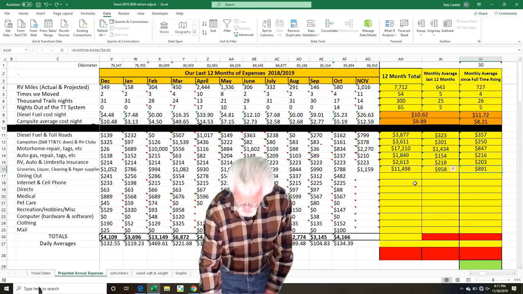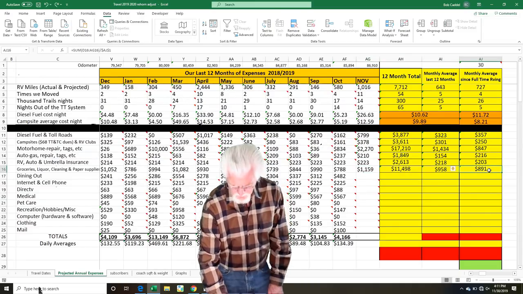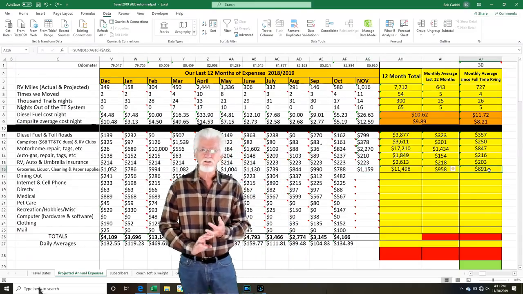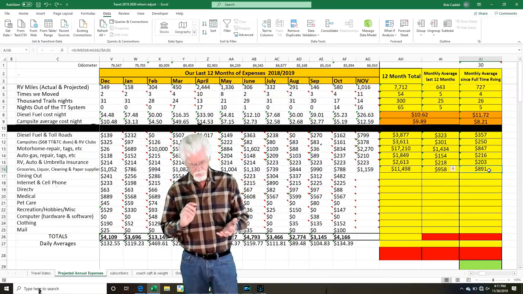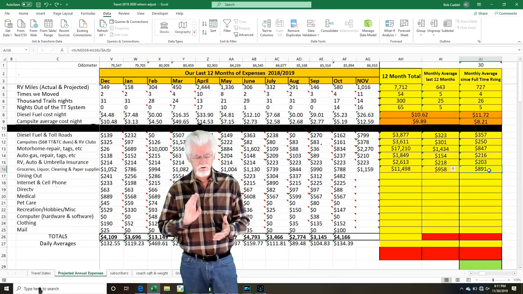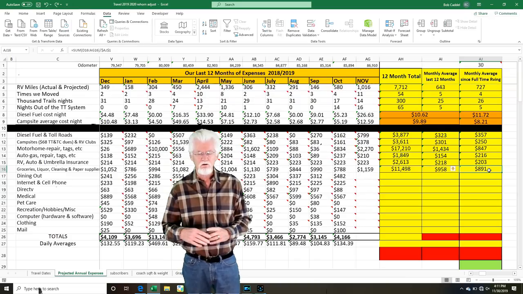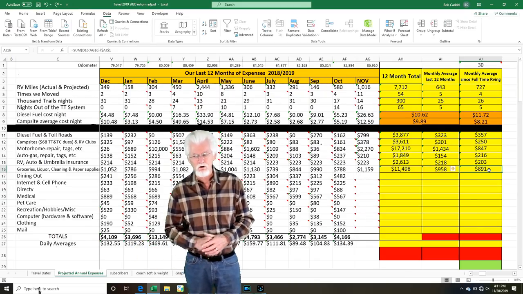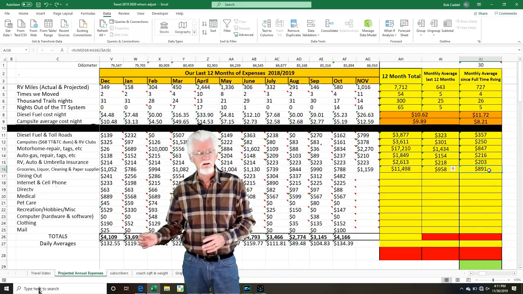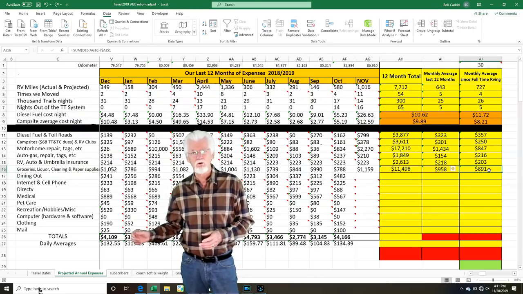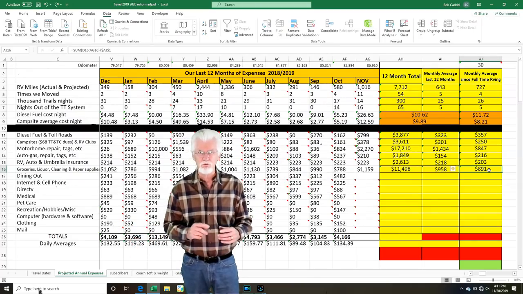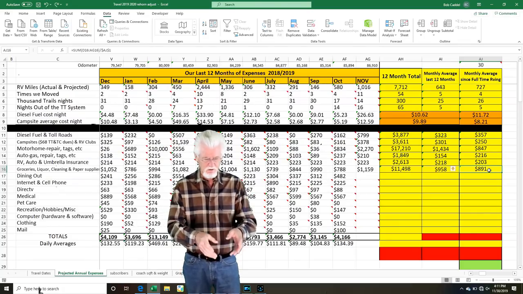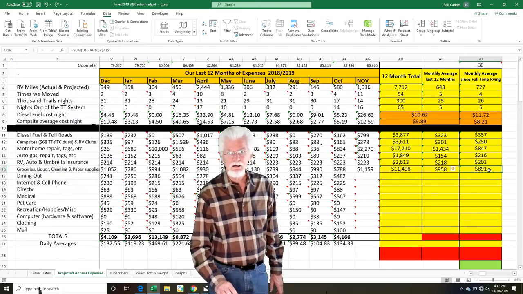$890 since we've been doing this. Now, that's not just groceries. That sounds like an awful big number, but that's groceries, paper supplies, dog food. If we buy dog food at a pet store, or we've been buying it at Tractor Supply, even that we put under pet supplies. But if we buy it at a grocery store, we don't break all that stuff out. That's just too much work. If we buy it at a grocery store, it goes into the line item of groceries.